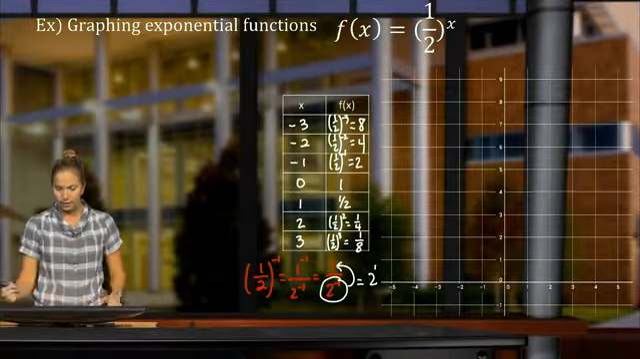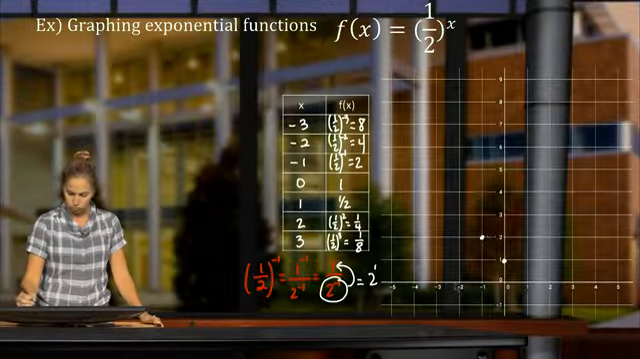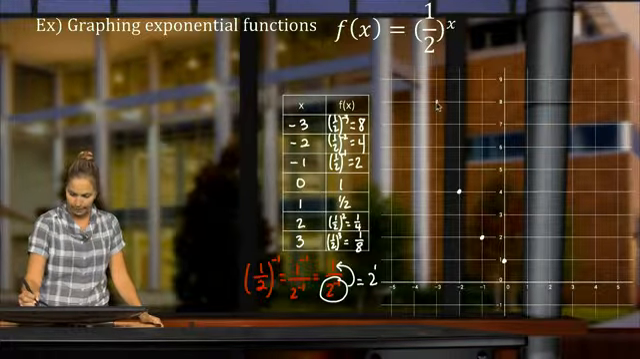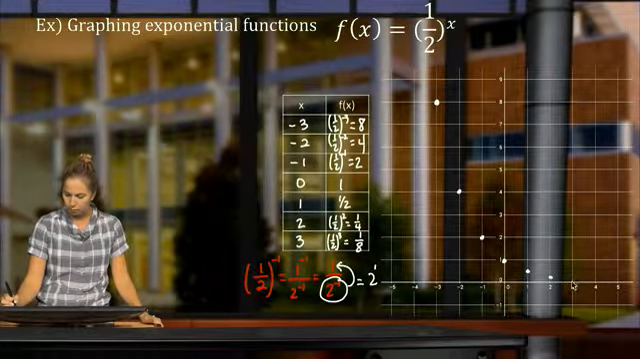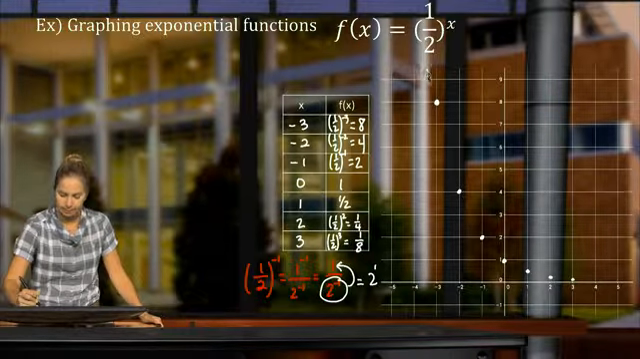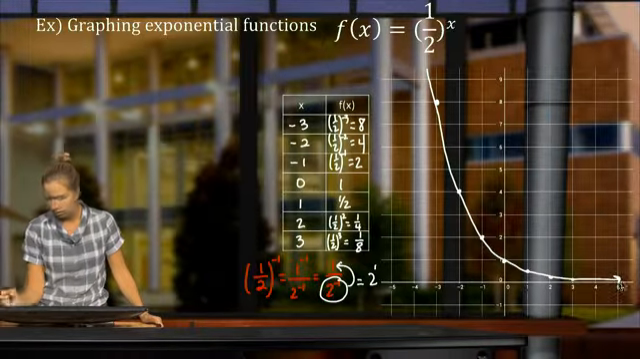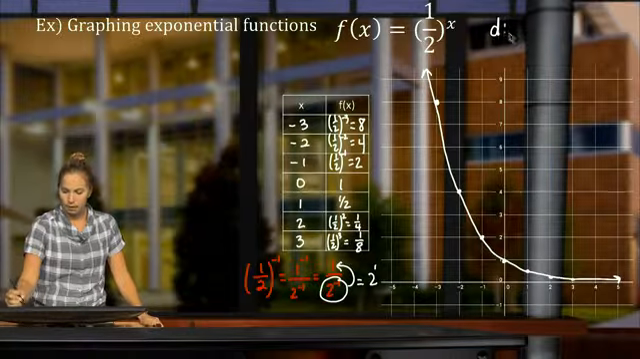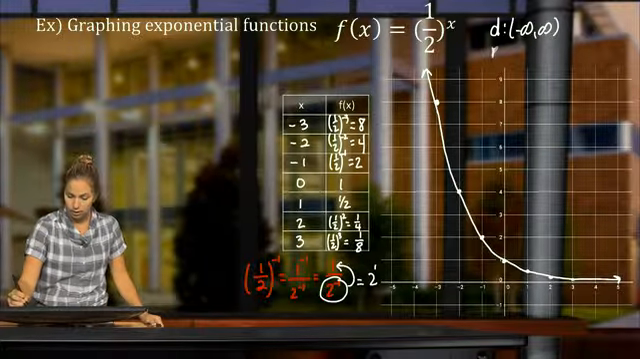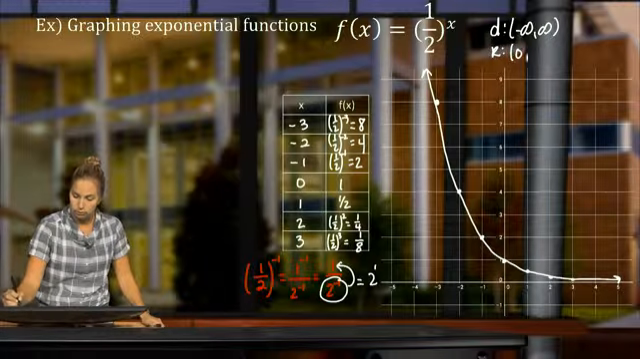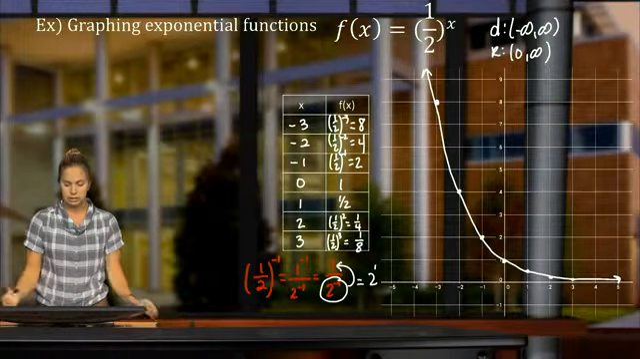Okay, let's go ahead and plot these. Again, start with your easy points. We've got 0, 1, -1, 2, -2, 4, -3, 8. 1, 1/2 is pretty easy. 2, 1/4, 3, 1/8. Again, we see that same shape where we're approaching that x-axis, but now we're going down, aren't we? The domain of this graph, same as we had before, -infinity to +infinity. And we see that the range is the same as well, 0 to +infinity. The only difference is that the previous example was increasing, where this one is decreasing.